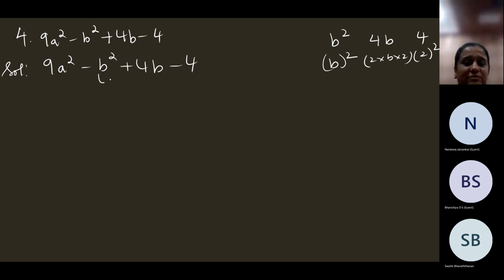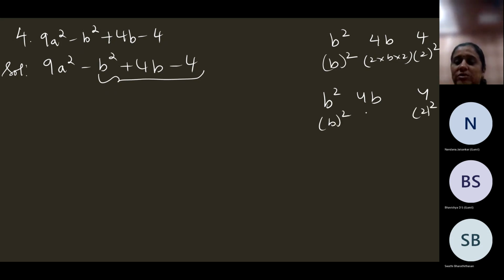So that means these three terms can be grouped and they can be factorized using the identity a plus b the whole square or a minus b the whole square, depending on the signs. See here, I've taken those three terms separately, b square, 4b, forget the signs now, and 4. This is like b the whole square, and this is 2 the whole square. So the middle term is 2 into a into b, that is 2 into b into 2, which is 4b.